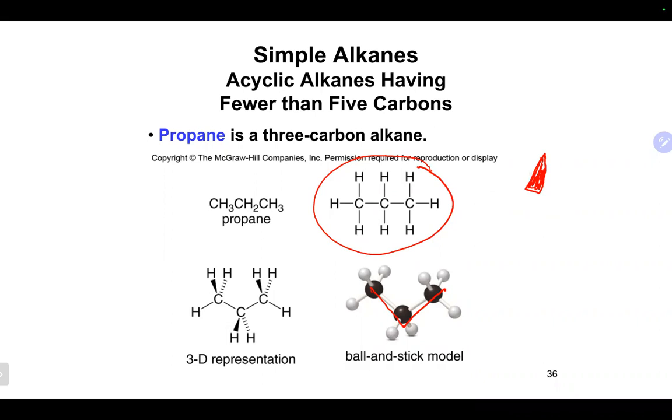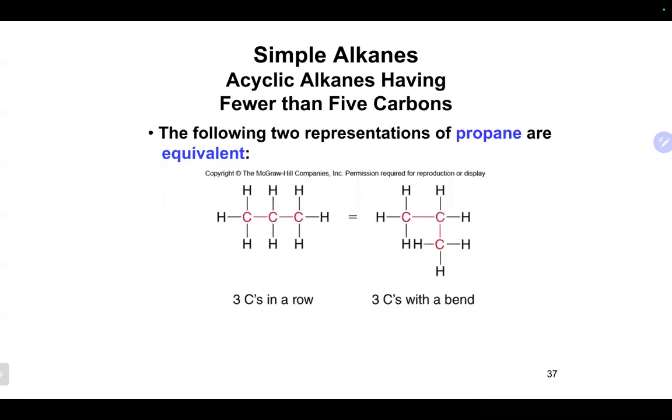Again, in organic, if you see these wedges, that means it's sort of coming out of the paper. And if you see the dash, that's going behind the paper, if you will. So that's what those are, to show the 3-dimensional shape that's happening. Now, both of these here that are drawn are actually propane.